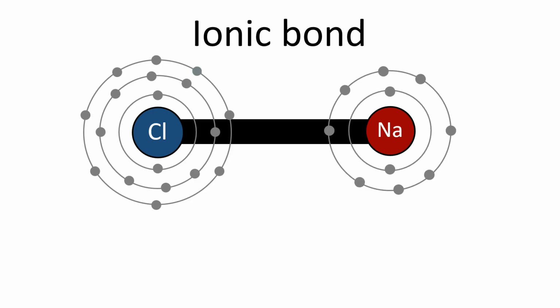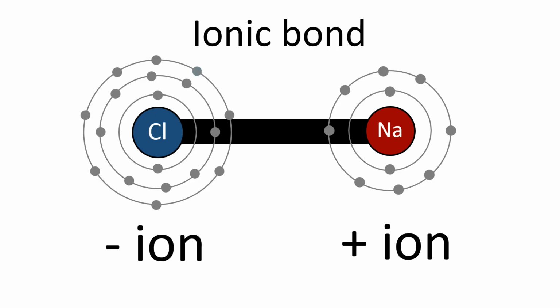After losing electrons, an atom from a metal is known as a positive ion, and after gaining electrons, an atom from a non-metal is known as a negative ion. And since the ions have opposite charges, they attract, forming what is known as an ionic bond.